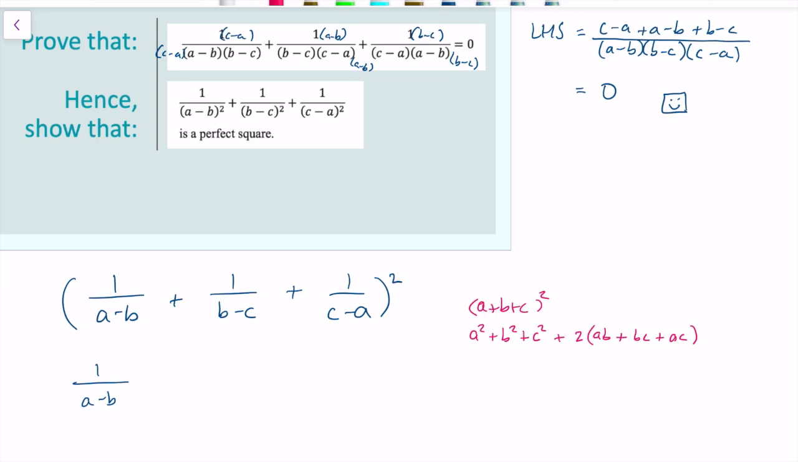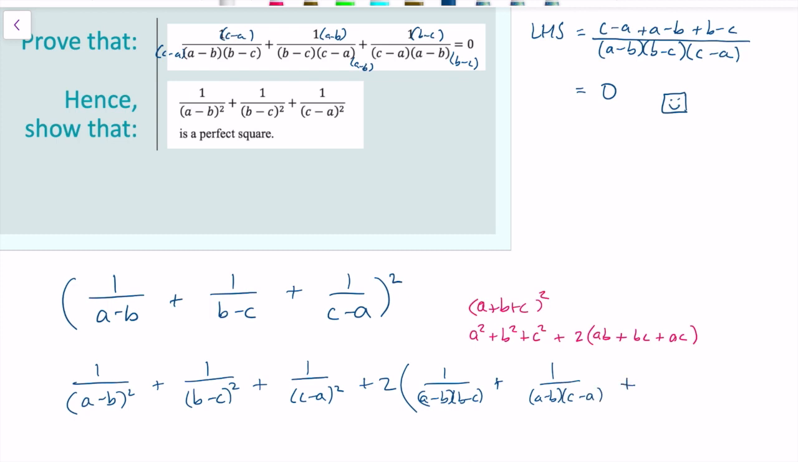Okay, it's something I've just learnt off by heart because I've used it numerous times, but you could go through the double brackets and make sure you multiply every pair of terms and you'll get it. So we've got that, that, and that, plus two lots of 1 over a minus b, b minus c, plus 1 over a minus b, c minus a, plus 1 over b minus c, c minus a.